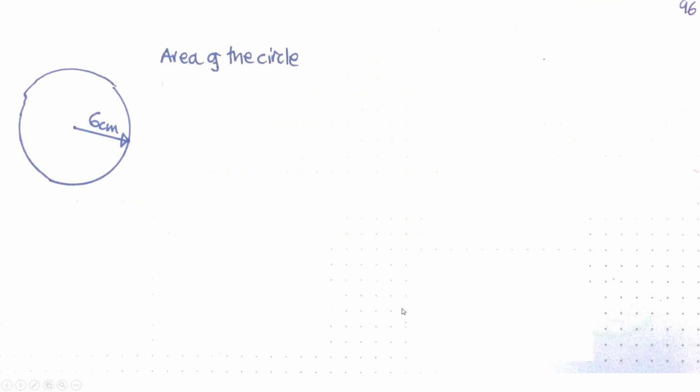Okay, let's look at some questions. Let's imagine I've got a circle here. First of all, let's find out the area of the whole circle. Pi r squared, pi times 6 squared, 113.112 square centimeters.